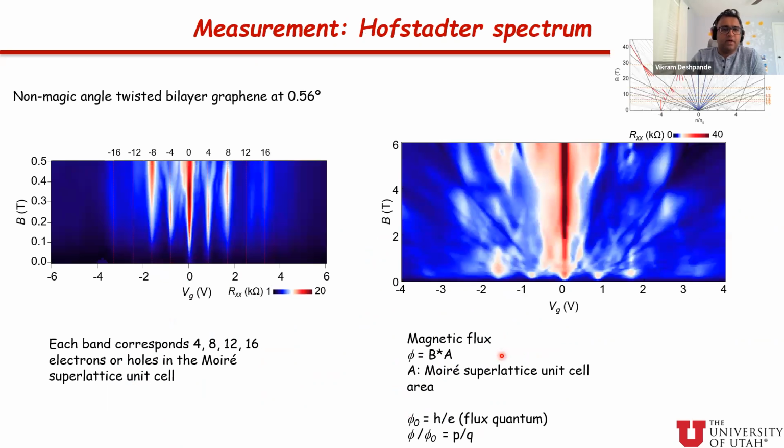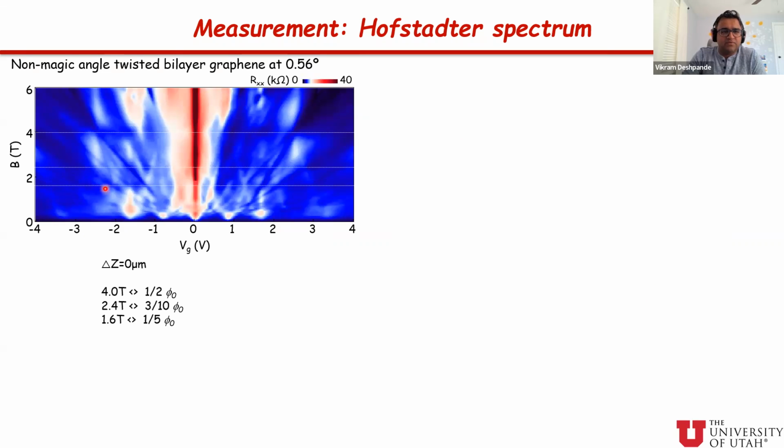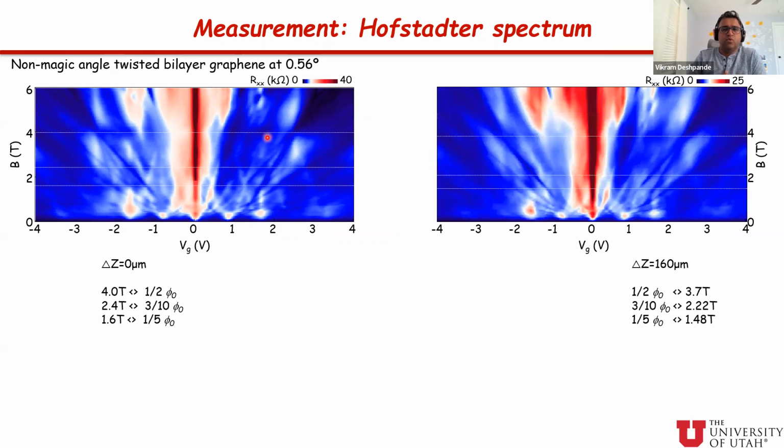So let's look at our data. This is a twisted bilayer graphene device at 0.56 degrees. This is the Hofstadter spectrum of this device, and you can already start to see these horizontal-like features. I've drawn some helpful guides to the eye here. This is at zero displacement, and as I start to apply my Z displacement, I find that these features move down.